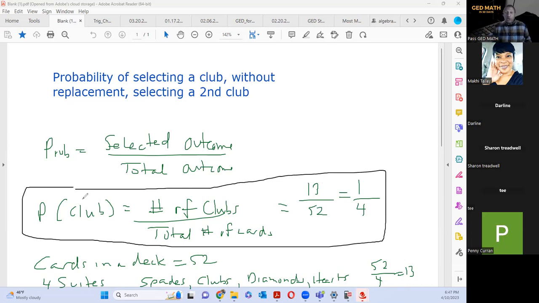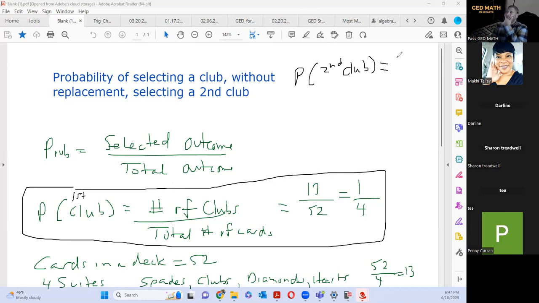But I added a little wrinkle in there. I didn't just ask about one club. I said, what's the probability of picking a first club and then picking a second club? So this is your first club, 1 out of 4. The probability of picking a second club without replacement means I'm not putting the card back. So I took that club out and I'm not putting it back. How many clubs do I have in the deck now?